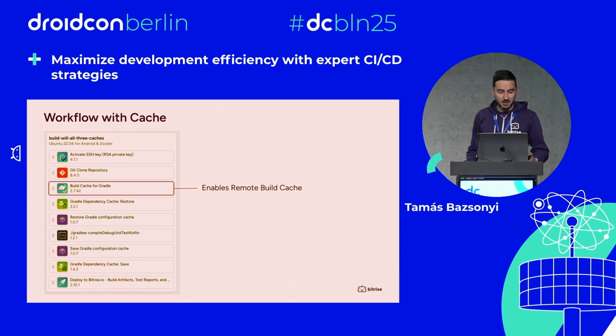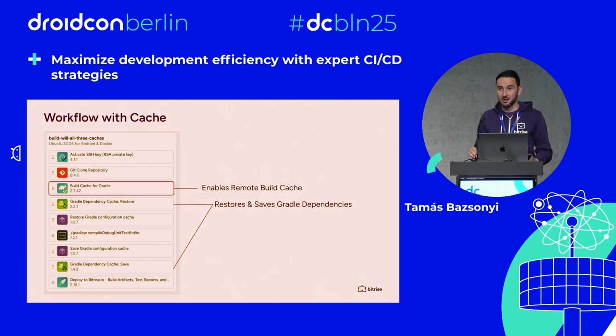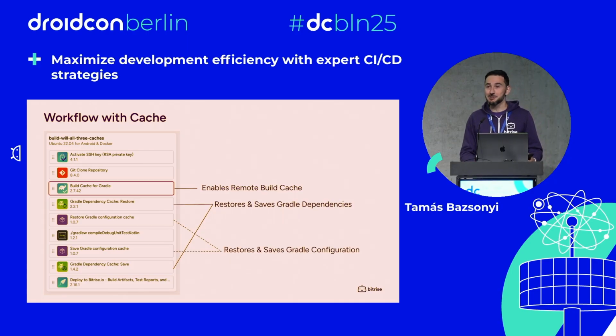And let's just look at the configuration within a workflow. How would that look? You enable the remote build cache by, on Bitrise's side, for example, adding a single step or changing your configuration in the Android project. You add the dependency cache by dropping in a restore and save cache step, and the same goes for the configuration cache. So the configuration of the workflows is super simple, but let's look at the actual performance improvement this brings us.